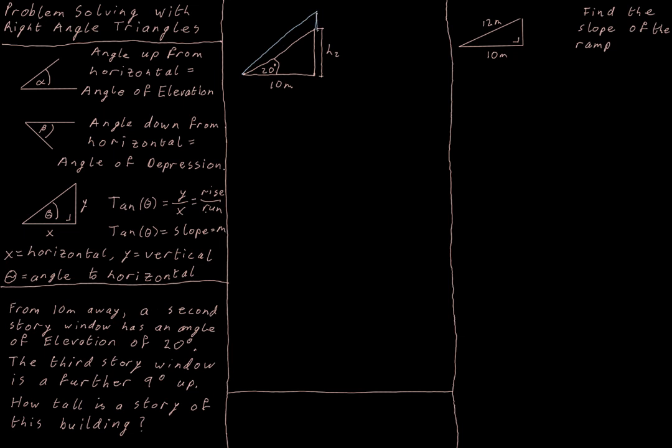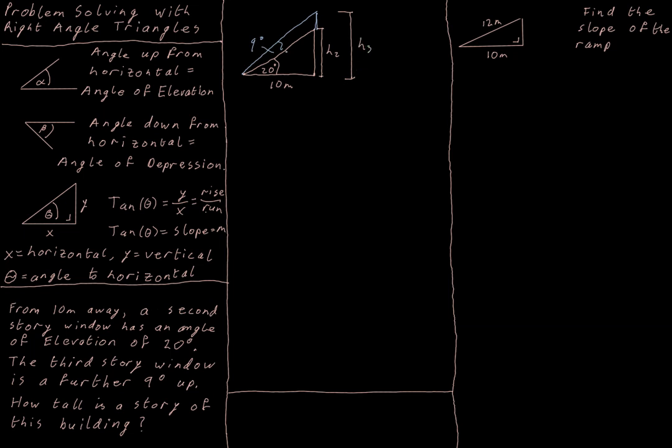And we're still on the same vertical building. So we've gone 9 degrees up here. So it's an angle of 9 degrees there. And that's going to bring us up to the window of the third story. So that total height there is up to the height of the window in the third story.